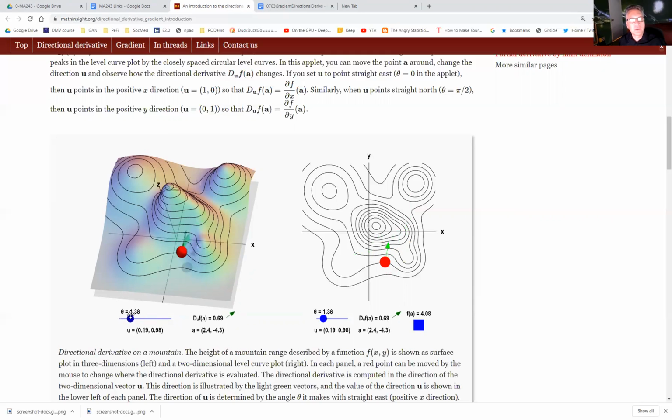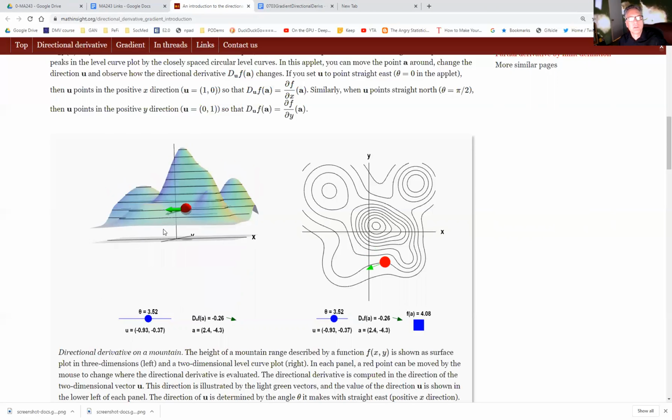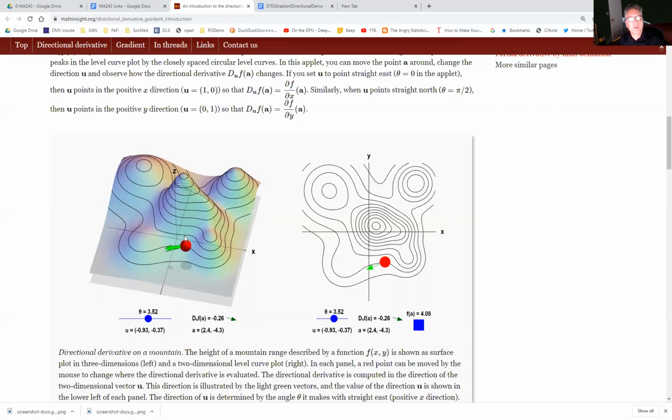If I change the unit vector, I get a big directional derivative if it points uphill, and a big negative one if it points downhill. So it's like negative 0.7 if it points downhill, positive 0.7 if it points uphill. If it points along a contour, then the directional derivative is close to 0. So as you walk along a contour, the elevation doesn't change. So you can think of the contours as elevation contours.